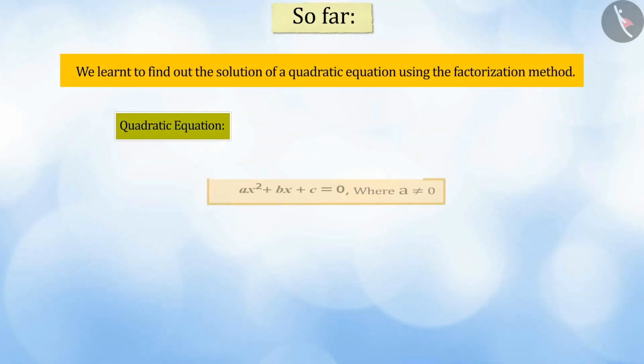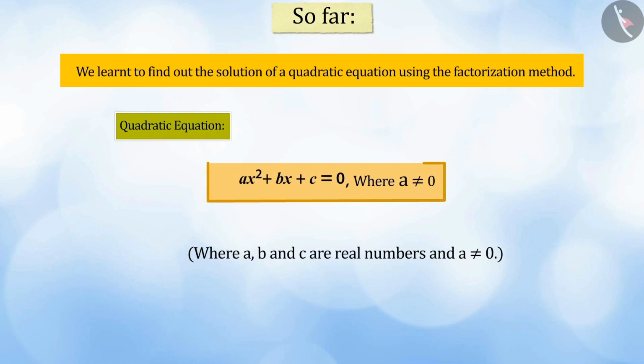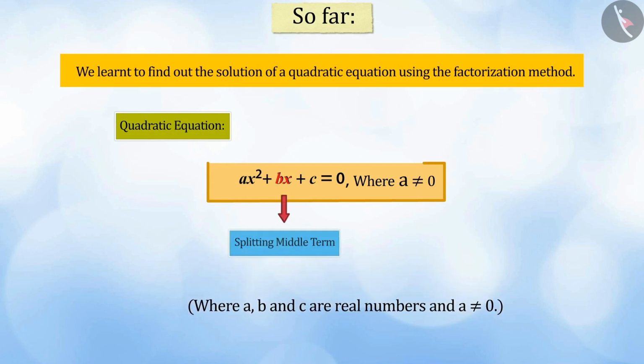In our previous video, we learned to find the solution of a quadratic equation using the factorization method, in which the middle term is in the form of bx, and the coefficient b of x is equal to the sum of two factors and the product of a and c.